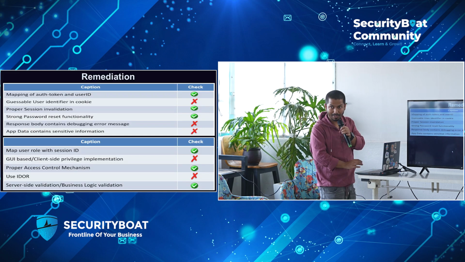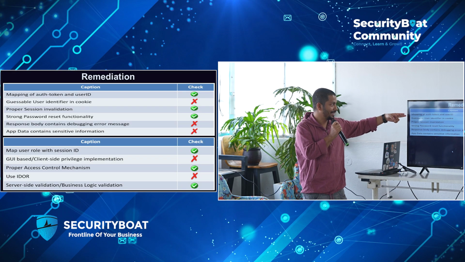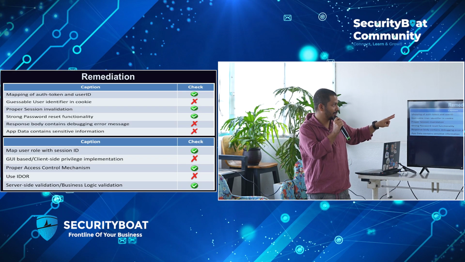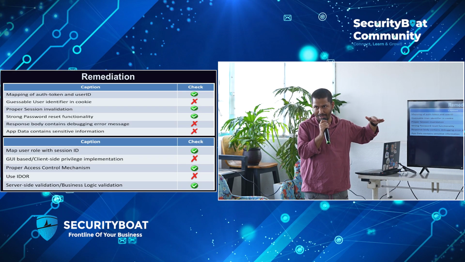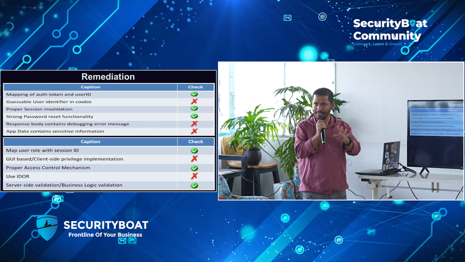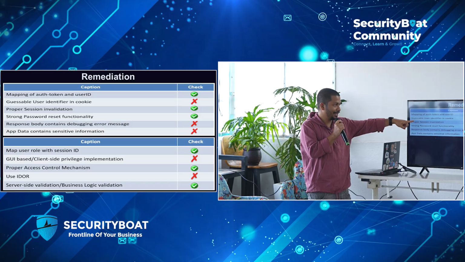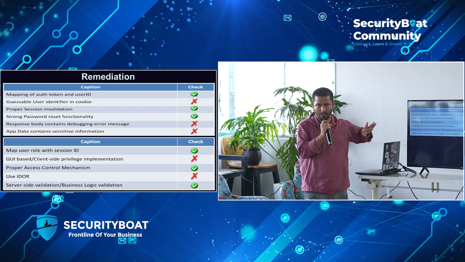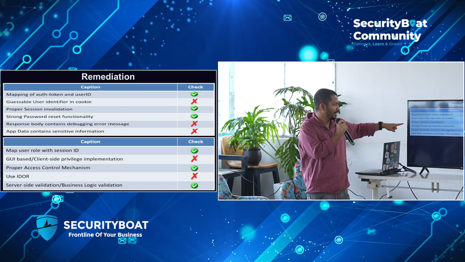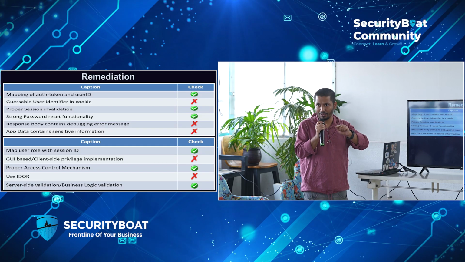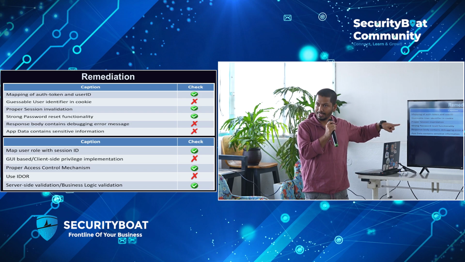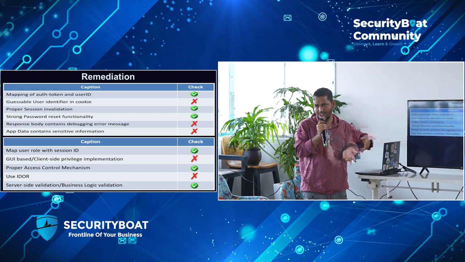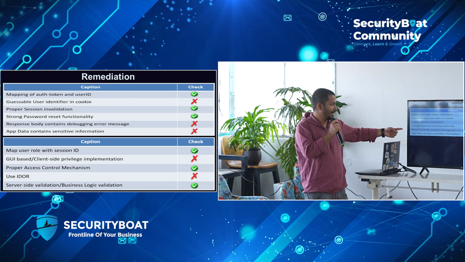Now we have to talk about remediation first. First thing is logging scenarios: auth token and user IDs always have to be mapped. Do not just rely on one factor of authentication. Traceable user ID or tokens in a cookie, no. It is bad practice. Session invalidation: in case of logout, invalidate the actual session on the server side, otherwise it may be used by hackers. Strong password reset functionality, as we discussed, because someone may try to bypass the functionality itself.